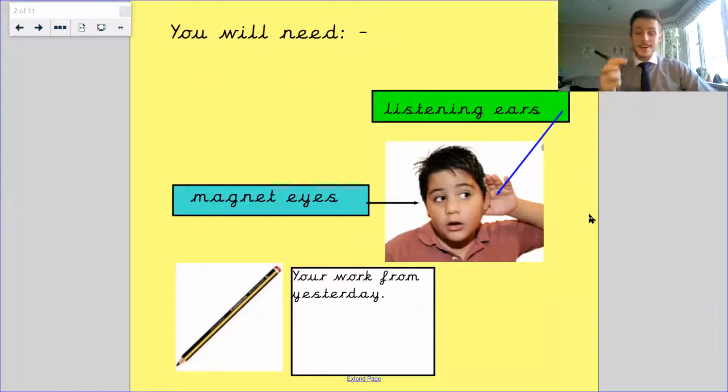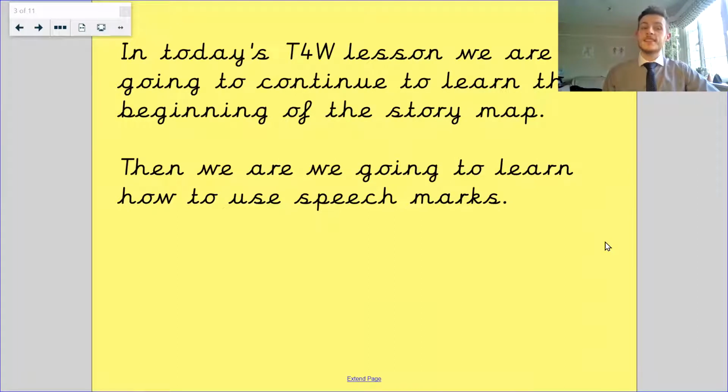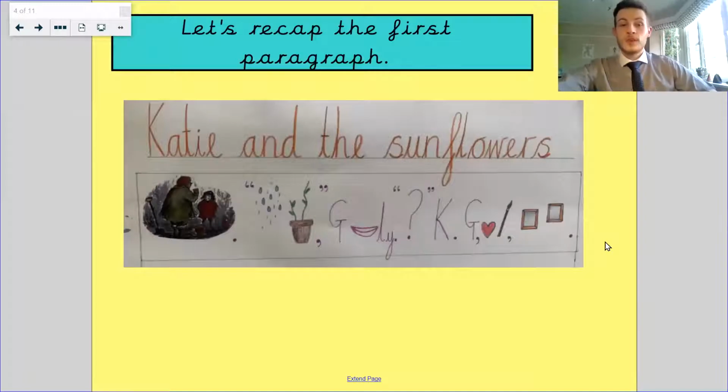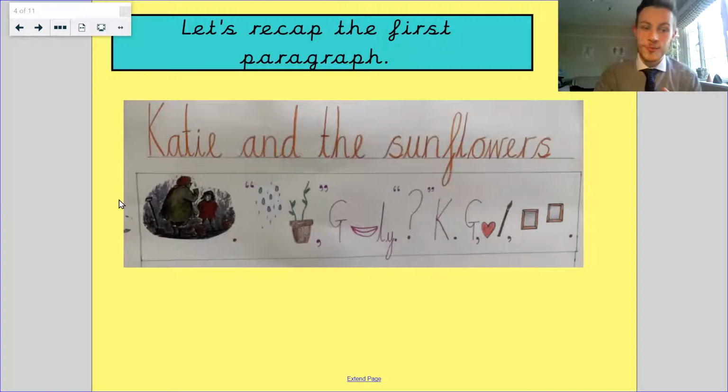Listen here, magnise, pencil, your work from yesterday. In today's lesson, we're going to be continuing to learn the beginning of the story map. Then we're going to learn how to use speech marks. So we've got what we did yesterday. We're going to recap over that first paragraph. I've got mine in front of me here. Now, I haven't got the sheet behind me today. I've left it at school. How frustrating. So we're going to have to just go through it on the board together. So if I get my pens, I'm going to underline what bit I'm on.